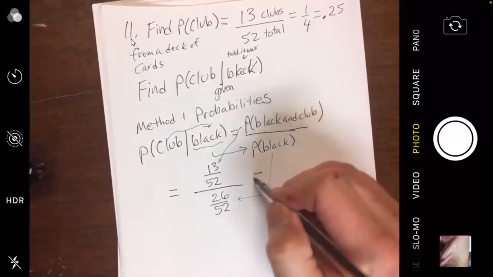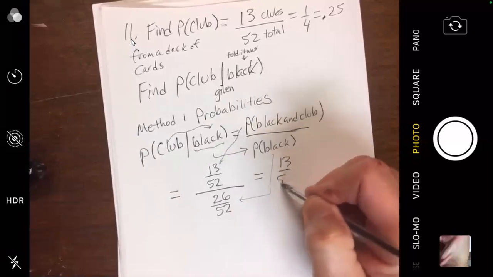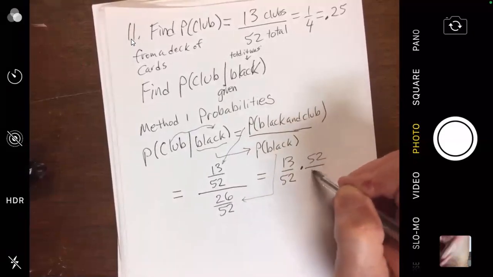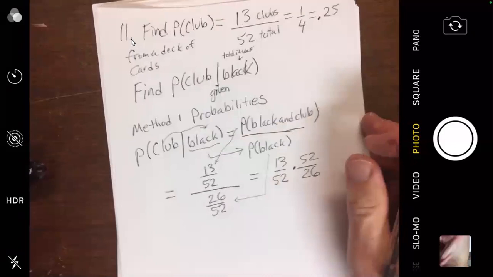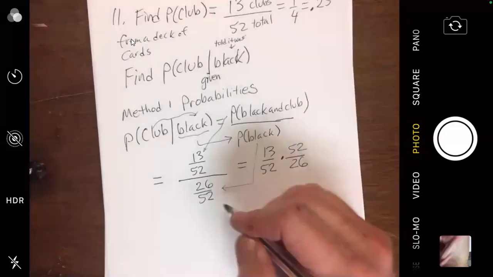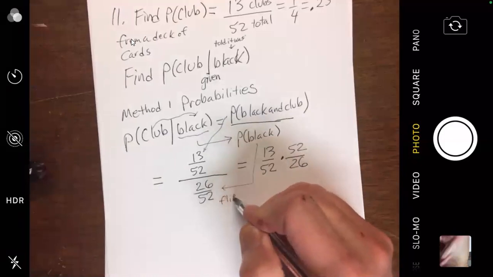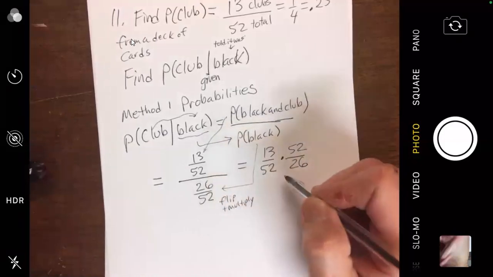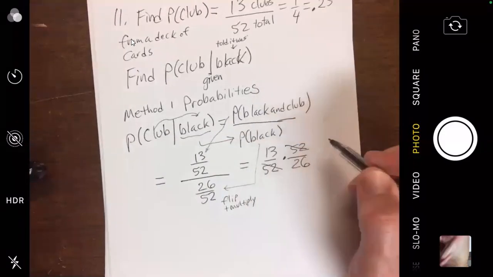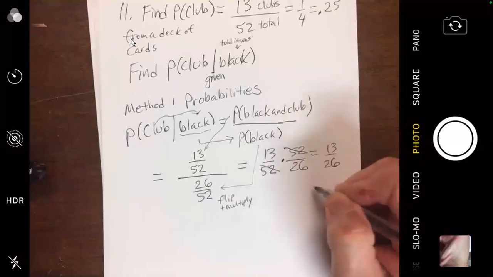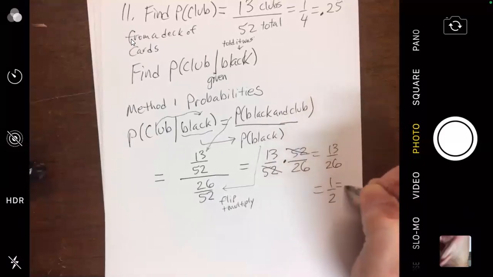If you know your rules for fractions, you take the top and you multiply by the flip of the bottom. Remember, you flip and multiply. And look what happens. Your overall totals cancel. You're left with 13 over 26. That's a half, or 0.5.